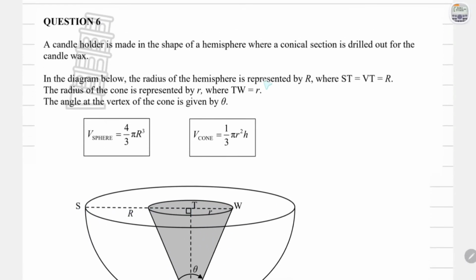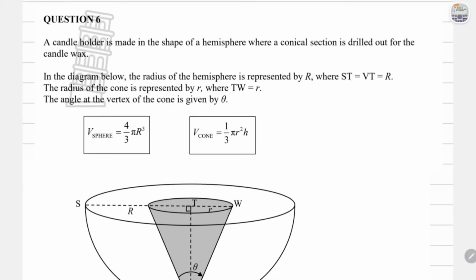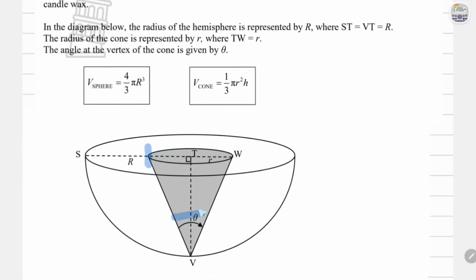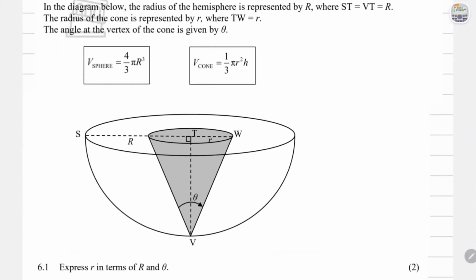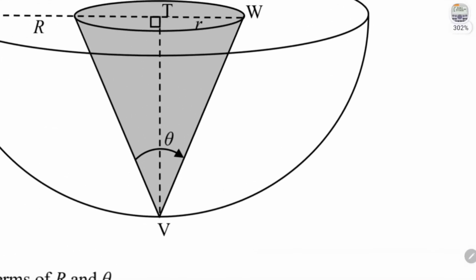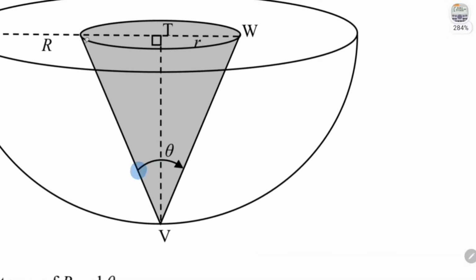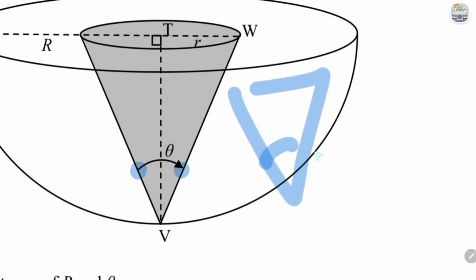And then we have where ST is equal to VT. Okay, so that is equal to that. Those are both R. The radius of the cone is represented by small letter r. So this is of the little cone here, where TW is equal to r. The angle at the vertex of the cone is given by theta. So that angle, you're just really going from that line to that line. And so if you're looking at it as a flat shape, it is just that angle over there.